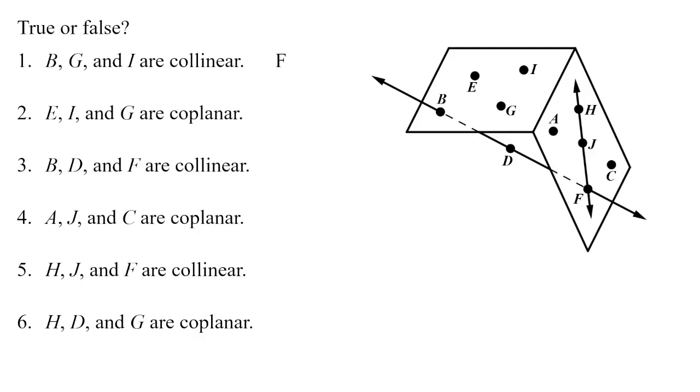All right, E, I, and G are coplanar. All right, so let's see. There's E, there's I, and there's G. They all lie in the same plane. Therefore, the answer is true.